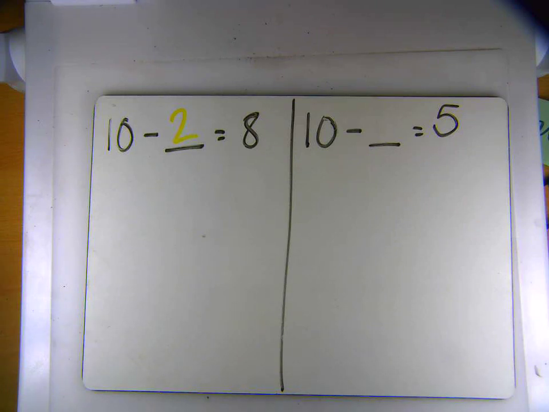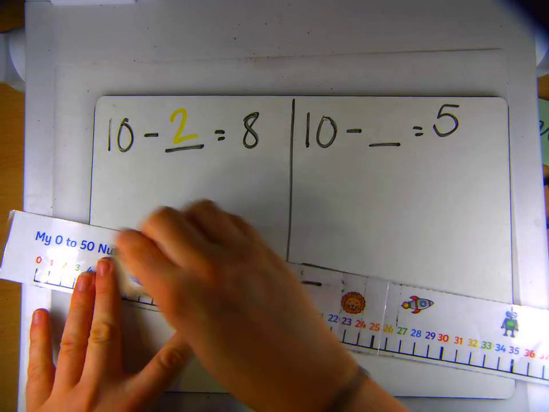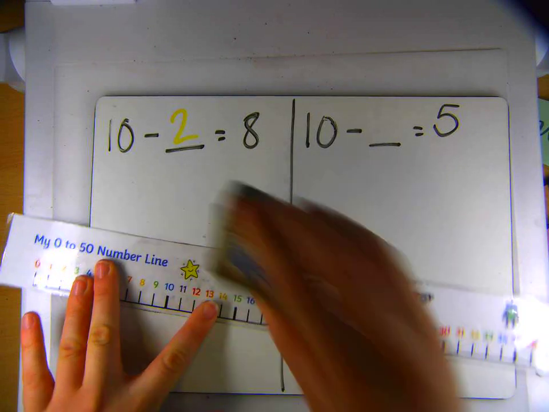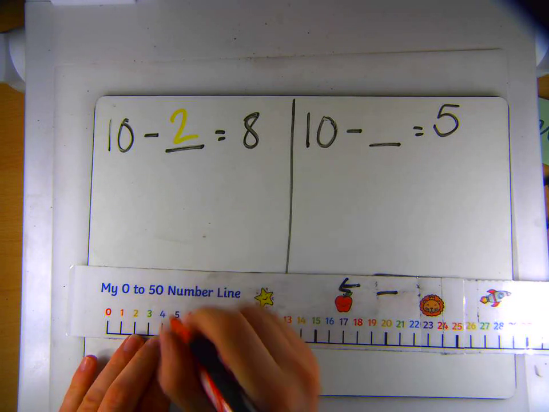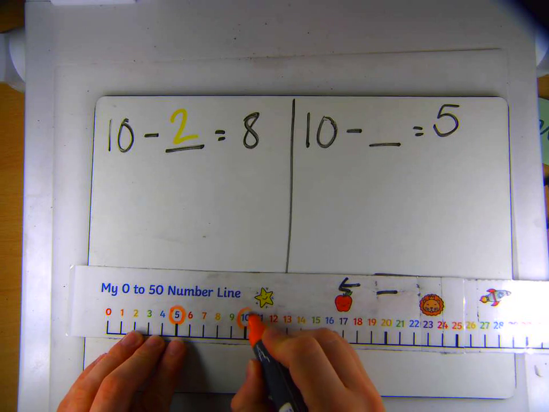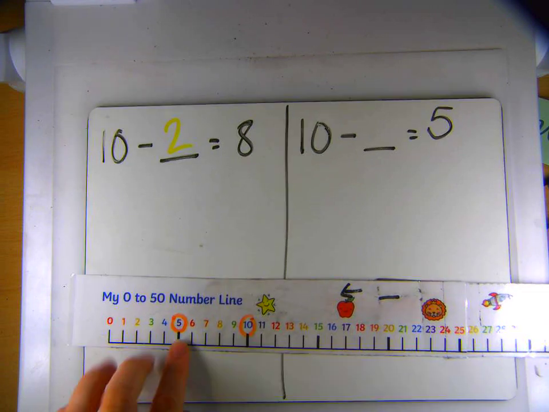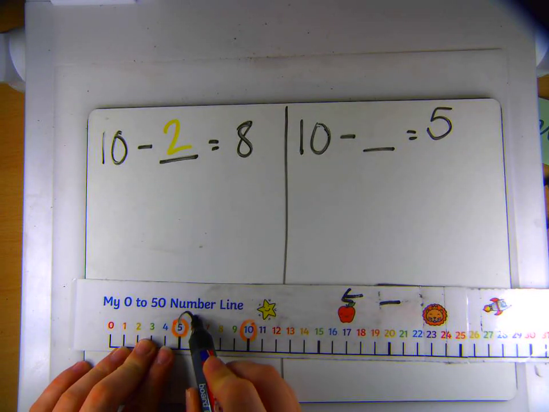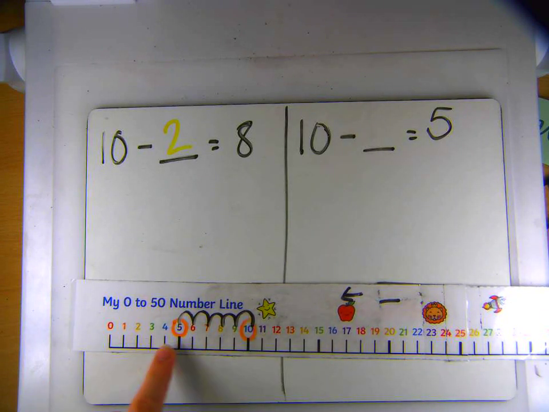Let's try that again with 10 take away blank equals 5. Our two numbers for this one are 5 and 10. So I've marked those out on a number line, and now I'm going to jump between them and see how many jumps I've got, because I'm finding out what that difference is. What is the difference between those two? I'm going to go 1, 2, 3, 4, 5. And I've reached my 10.